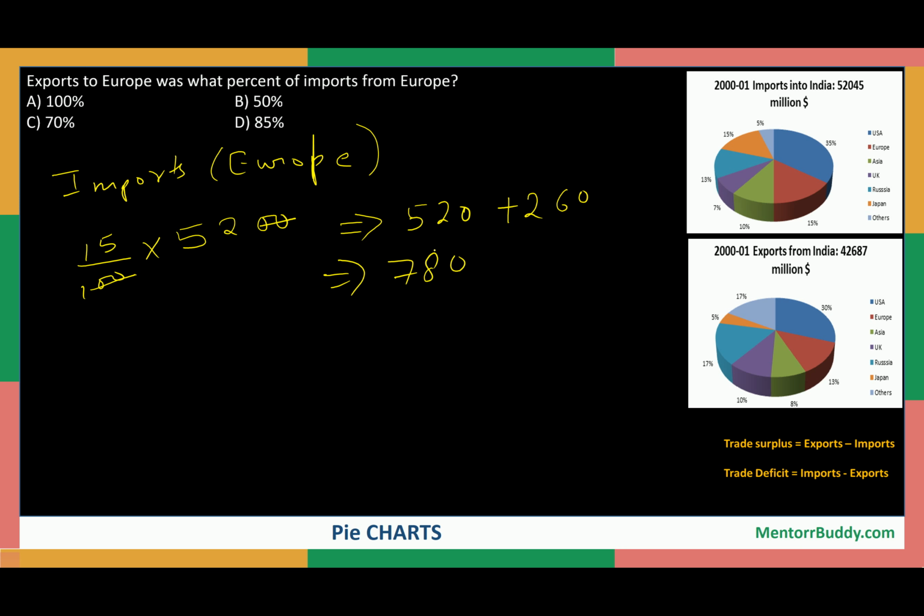So we can see that 15% of 52, it was 52,000 instead of 5200, sorry. So one more zero was there, so we'll increase one more zero here. It will become 7800 it is coming out to be. So $7,800 million it is coming out, in $1 million.